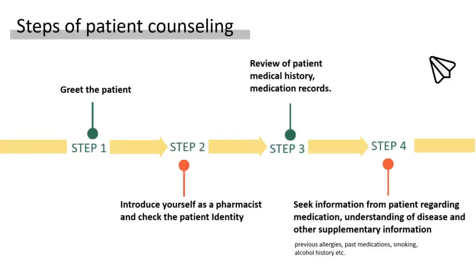Let me give you a brief overview of the steps of patient counseling. Step 1. Greet the patient. Step 2. Introduce yourself as a pharmacist and check the patient's identity. Step 3. Review the patient's medical history and medication records. Step 4. Seek information from patients regarding medication, understanding of disease, and other supplementary information, for example, previous allergies, past medication, smoking, alcohol history, and so on.